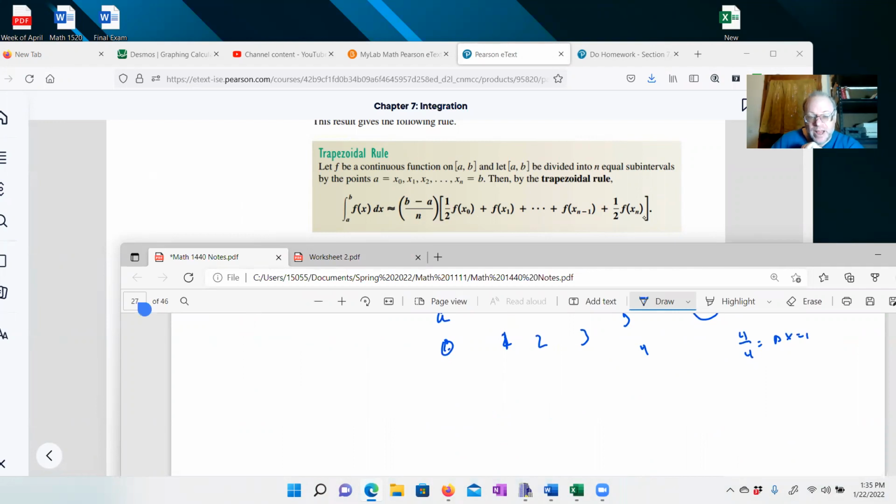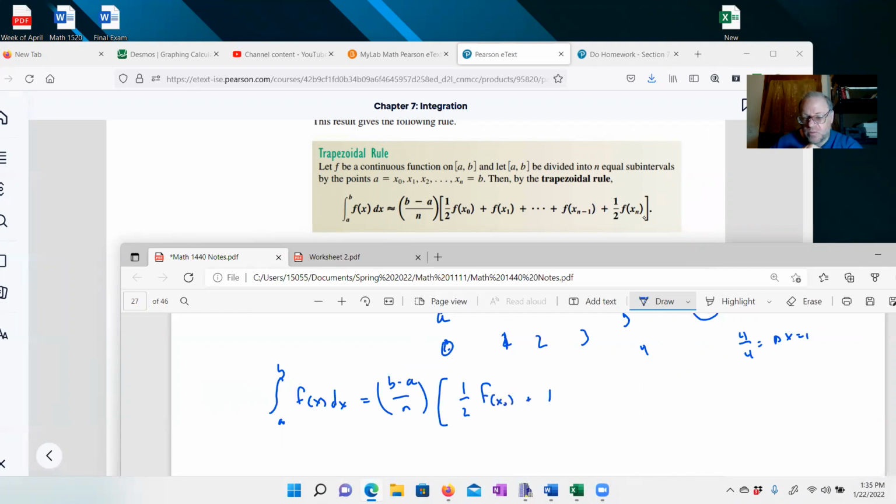So we're going to have the integral from a to b of f of x dx. I'm sorry about that, let me change this around here. Maybe that'll help. This is b minus a over n, or h. And then we have 1/2, and this is f of the first thing plus 2 f of the second thing plus 2 f of the third thing, and so forth, until we get to the end, f of x to the n.